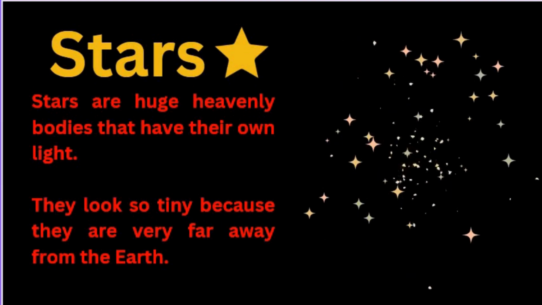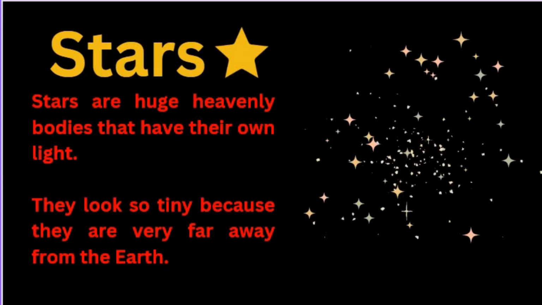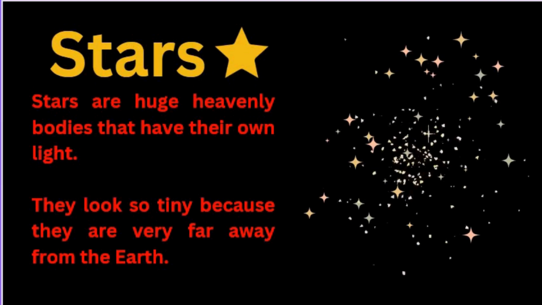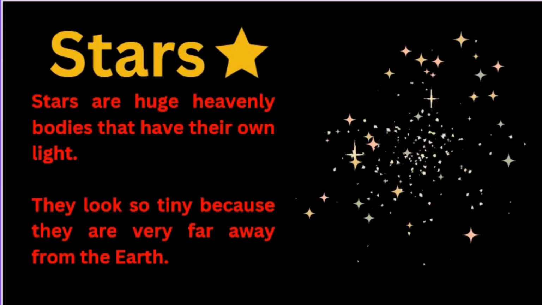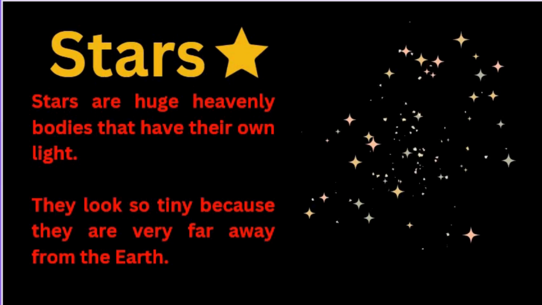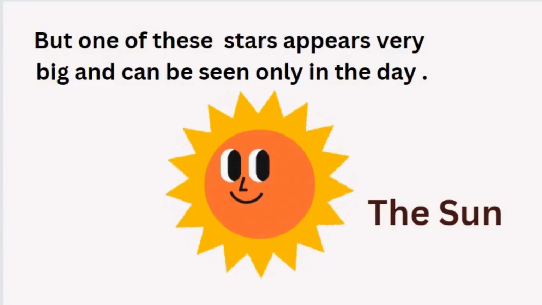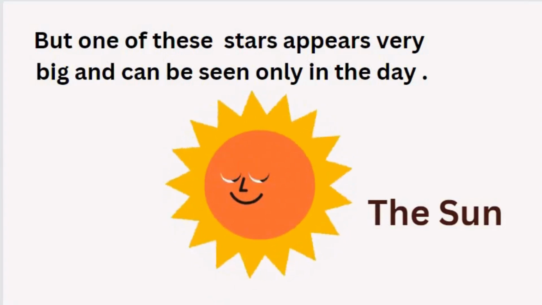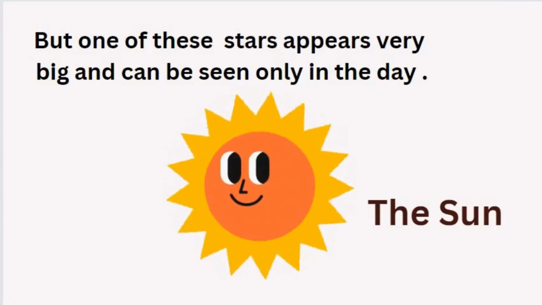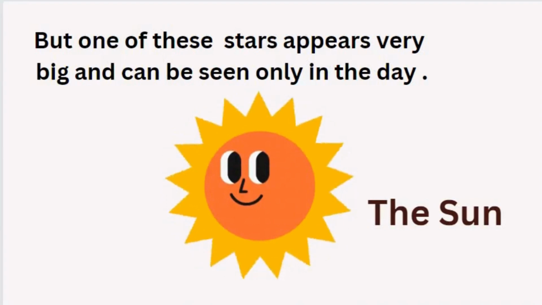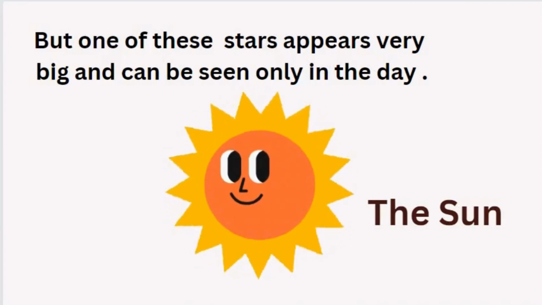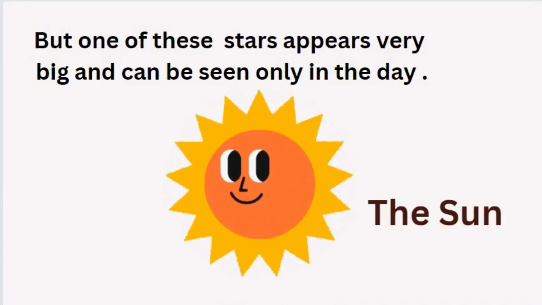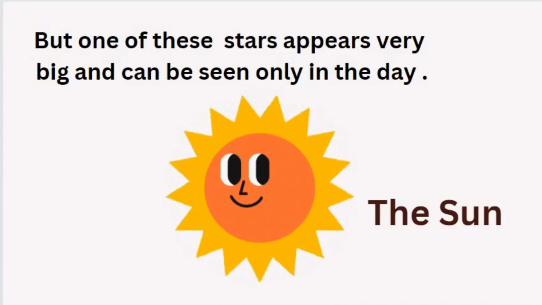Stars are heavenly bodies that have their own light. They look so tiny because they are very, very far from the earth. But one of these stars appears very big and we can see it only in the day. Do you know which star it is? Yes, correct, the sun. The sun is also a star and we can see the sun in the day.